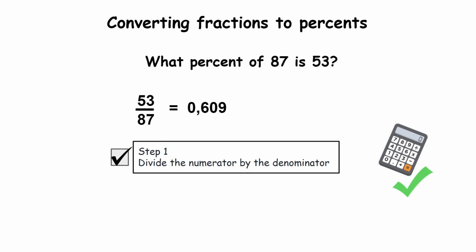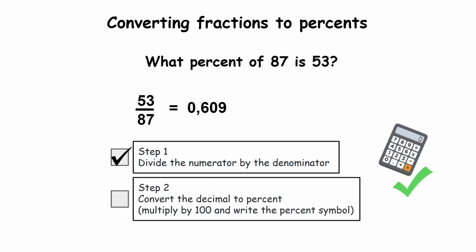The second step is to convert the decimal value to percent, which is done by multiplying the decimal value by 100, which equals 60.9, and then writing the percent symbol. And if you'd like, you can round to the full percent. So the fraction 53 over 87 in percent form is approximately 61%. So you can use these methods to convert fraction to percent both with and without a calculator.